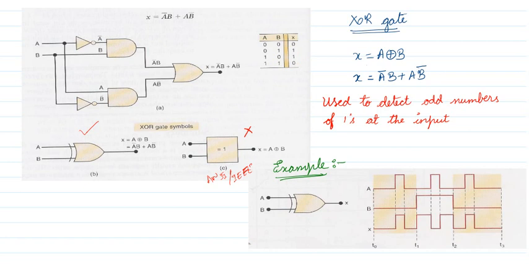Suppose people say a 5 input XOR gate. The inputs are A, B, C, D, E. Say A is 1, B is 1, C is 1, and D and E are 0. What is the output? We just check how many ones are there. 3 ones are there. 3 is an odd number. So the output is 1.